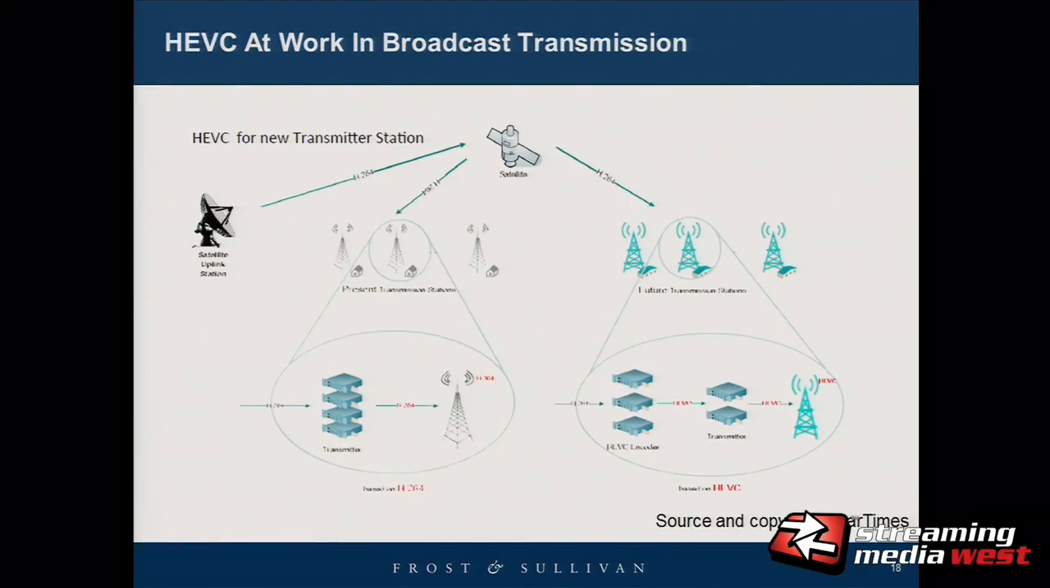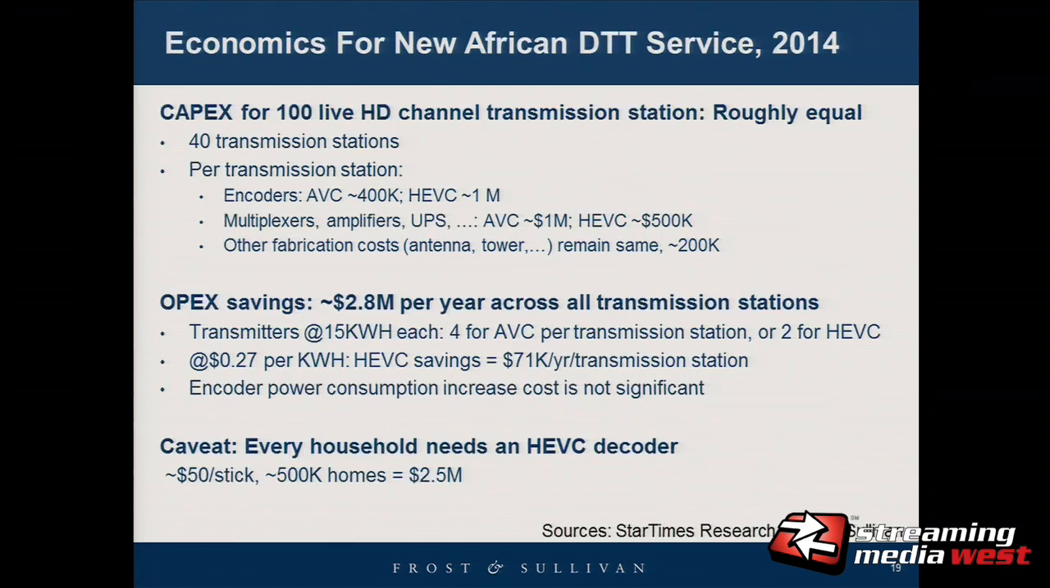All right, so given that we're at a streaming media venue, this isn't the most obviously applicable case study, but it has parallels in terms of broadcast streaming. So I'm going to run through it fairly quickly. This is a real life proposal from a broadcast transmission project in Africa, where they wanted to put in 40 transmission towers, each broadcasting 100 live HD channels. And they were trying to decide whether to do it in AVC or in HEVC. And this is where the numbers worked out.